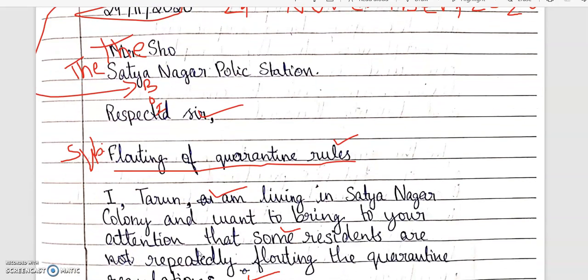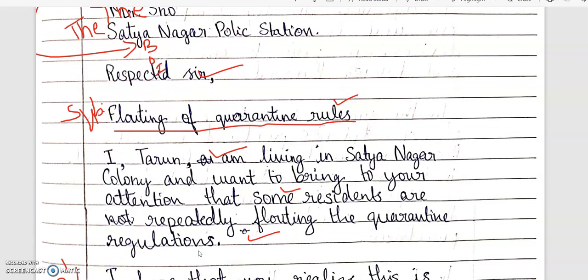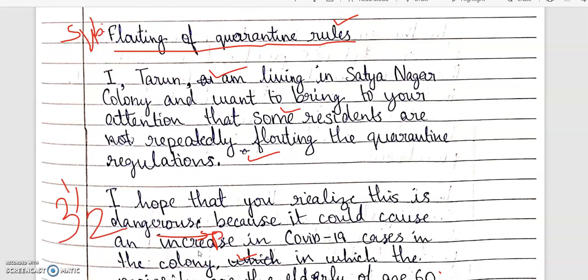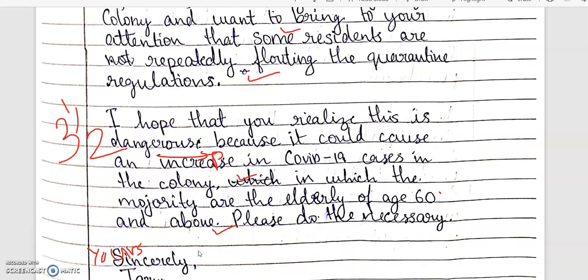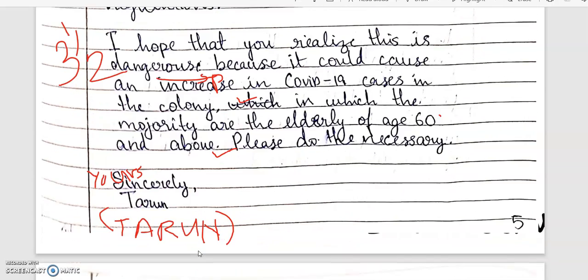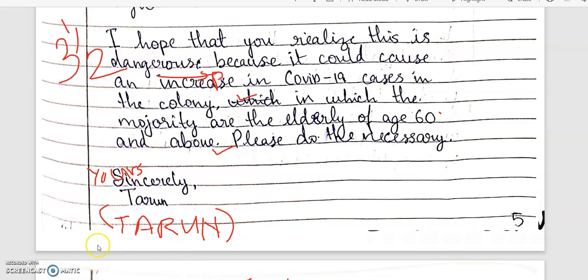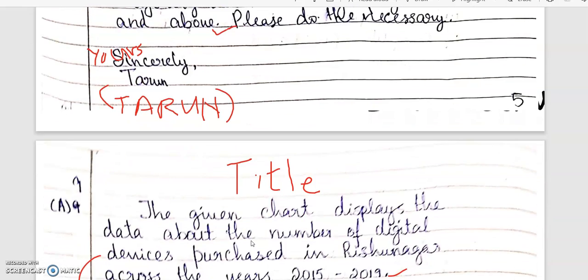Respected Sir is correct, and the subject is also correct, but SUB and colon to be written. I, Tarun, the beginning, give suggestions to the candidate where improvement can be done. Yours sincerely, signature, and then name in capital letters, certain in brackets.